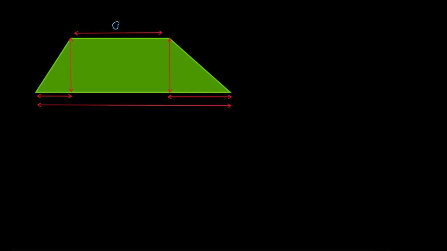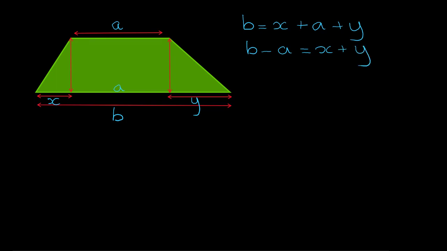So we've labelled this A and this B, and I'm now going to label this X and this Y. What we can see is that B is going to be the same length as X plus, so this bit here is also A, so A plus Y. And if we just rearrange it a little bit, B minus A will be the same as X plus Y, and that'll be useful as we proceed.